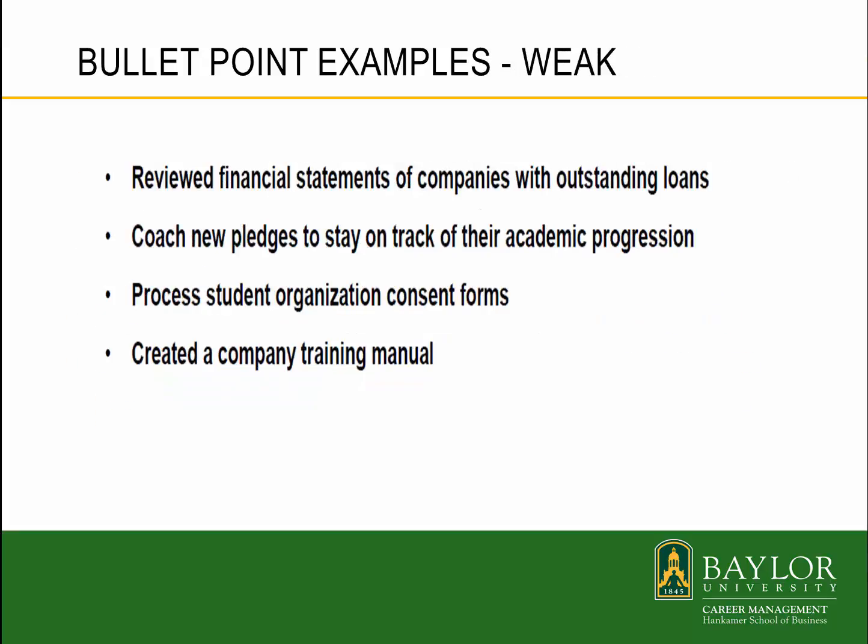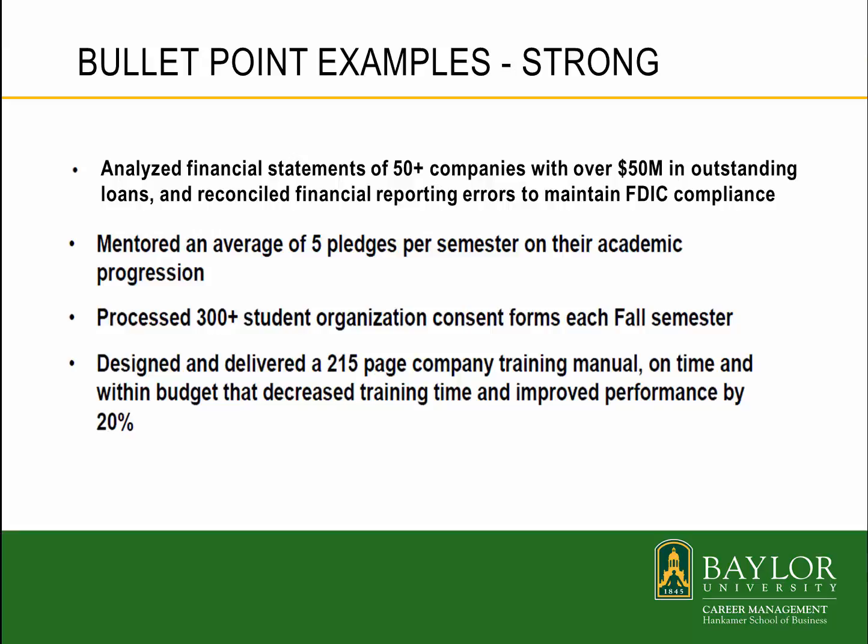The third example was, process student organization consent forms. That really just looks like a data entry every day kind of deal, right? So once we talk to the student, we realize that they're processing over 300 student organization consent forms each fall semester. So not only do you have 300 on the scope and size, but you also have the consent forms, which are really important from a liabilities perspective. And then each fall semester refers to the fact that it's ongoing. So not only do they have the trust in them that they've done it correctly this time, they're going to do it going forward. And the large scale volume of this speaks wonders more than the first weak bullet point.